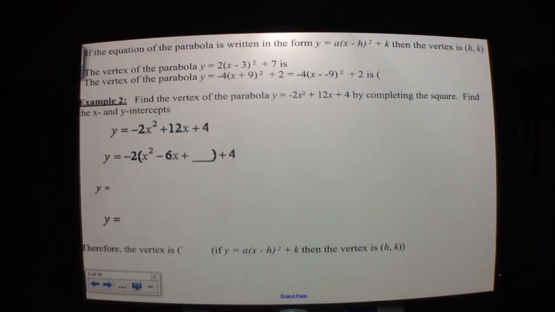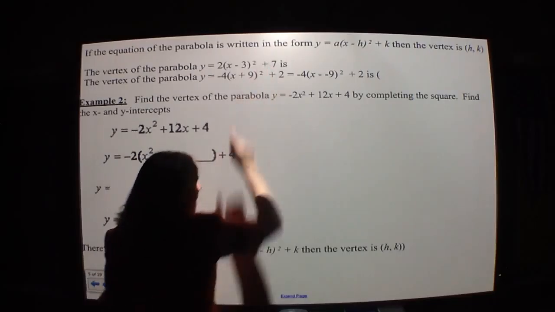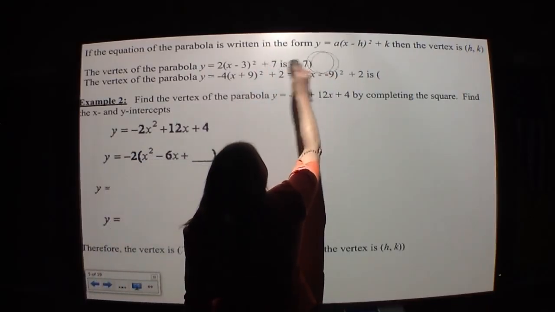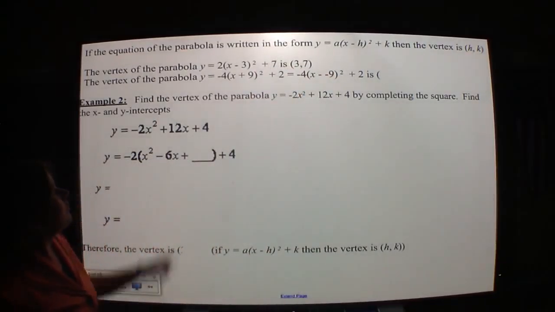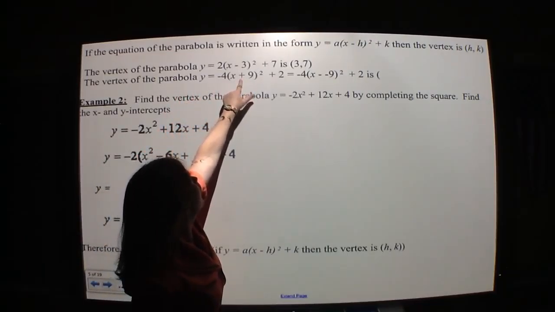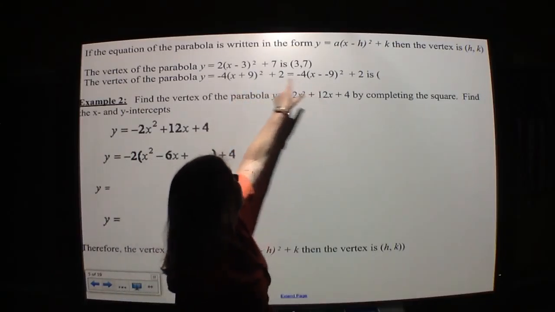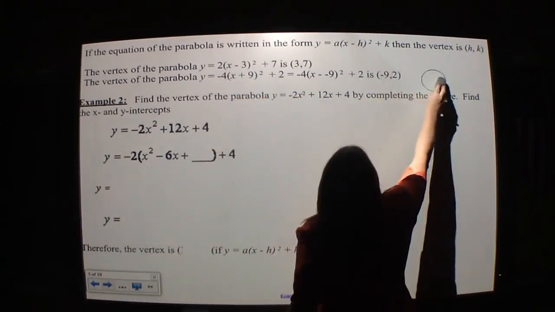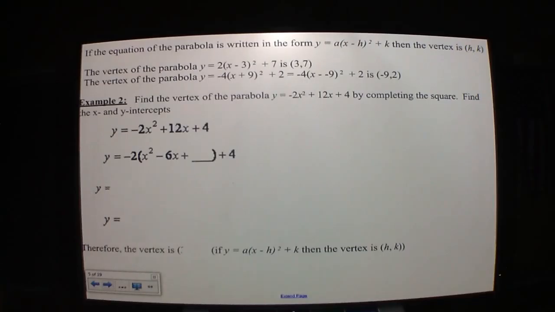If the equation of the parabola is written in the form y is equal to a times the quantity x minus h squared plus k, then the vertex is (h, k). So the vertex of this will be (h, k), (3, 7). The vertex of this one would be (-9, 2), because it's not in the right format. You have to do minus a -9, like I did here. Okay, so if it's in that format, easy to do.